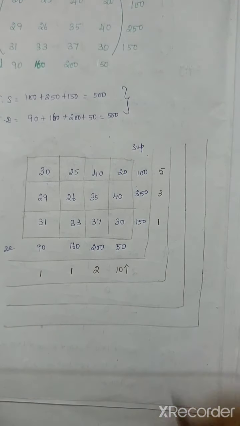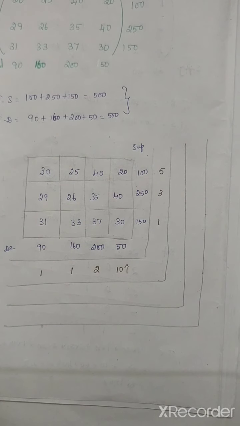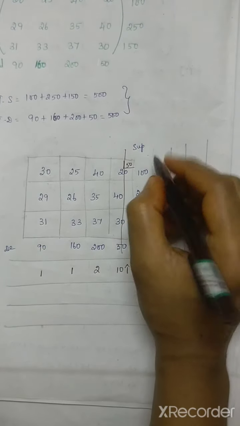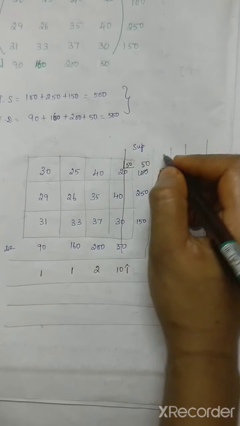So you have to choose that fourth column. In that fourth column, the smallest value is 20. So you have to compare with demand and supply value. So you have to allocate 50 here. You have to just strike out this column. This will be reduced to 50.